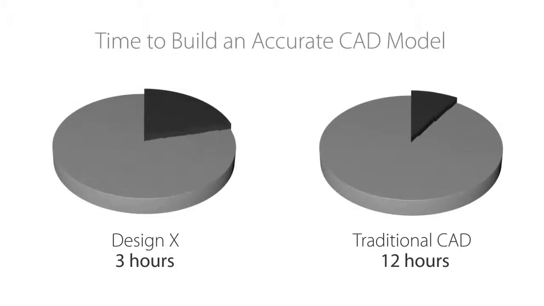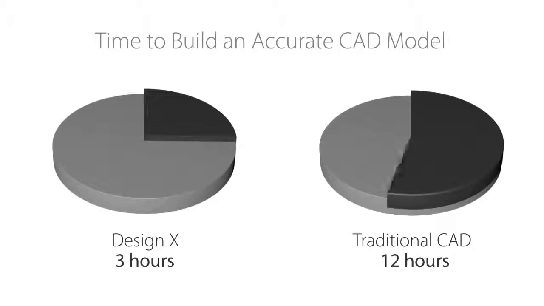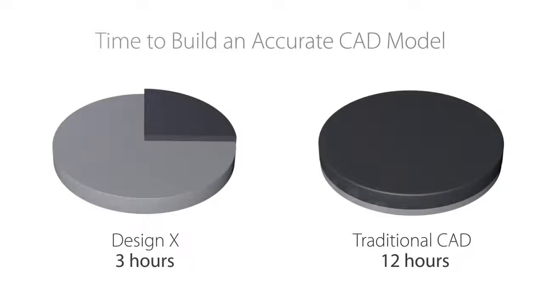The entire process of designing a new differential housing takes less than 3 hours. Compared with creating a design from scratch, Design X saves days or even weeks of effort, and it's more accurate to this existing part too.